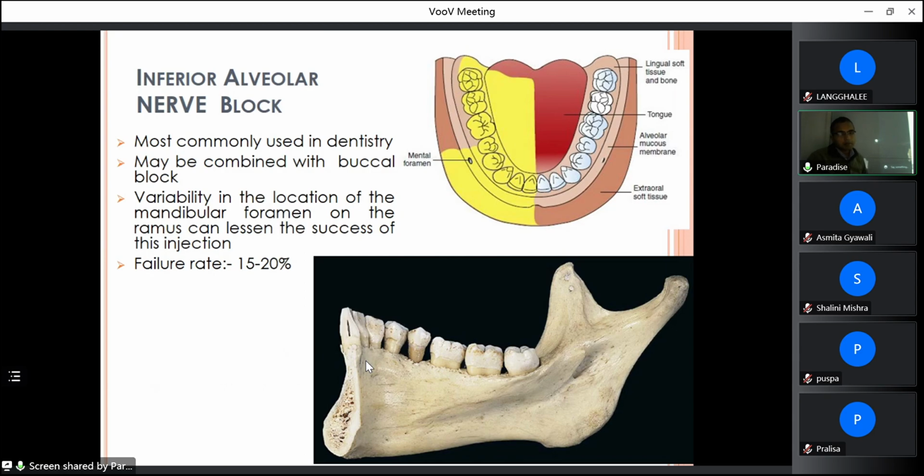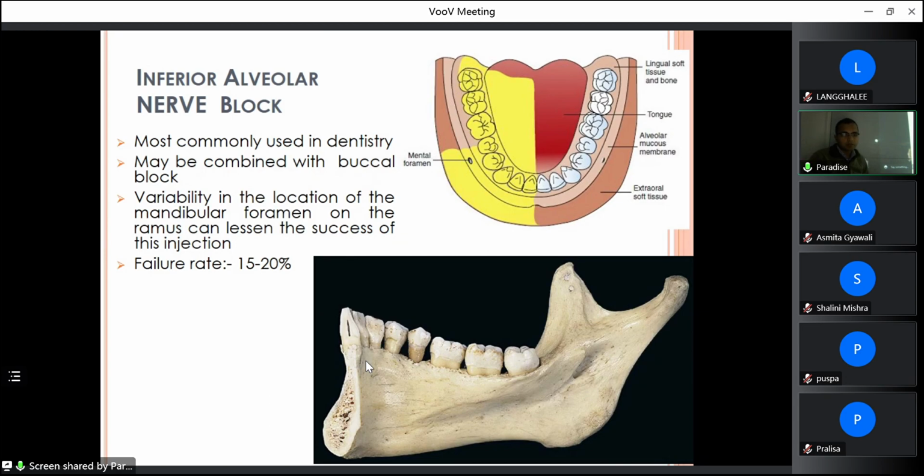In the mandible, if you give the inferior alveolar nerve block, you simultaneously block all the teeth, because the inferior alveolar nerve supplies the pulp tissue of all the mandibular teeth, as well as the buccal gingiva or labial gingiva of the premolars and anterior teeth: central incisor, lateral incisor, canine, first and second premolars. So when you give the inferior alveolar nerve block, all the quadrant teeth get anesthetized simultaneously. It is the most commonly used block in dentistry and may be combined with a buccal block.